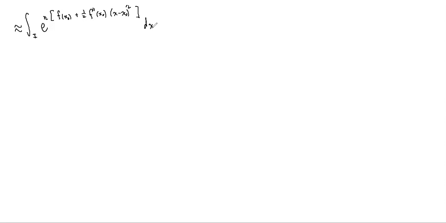And again, up to some nasty kind of rewriting, this is the thing that we just solved. So I'll kind of leave it to you guys to show this, but this is equal to 2 pi. You now know where the 2 pi comes from, n f double prime factorial evaluated at the maximum, e to the n x naught.